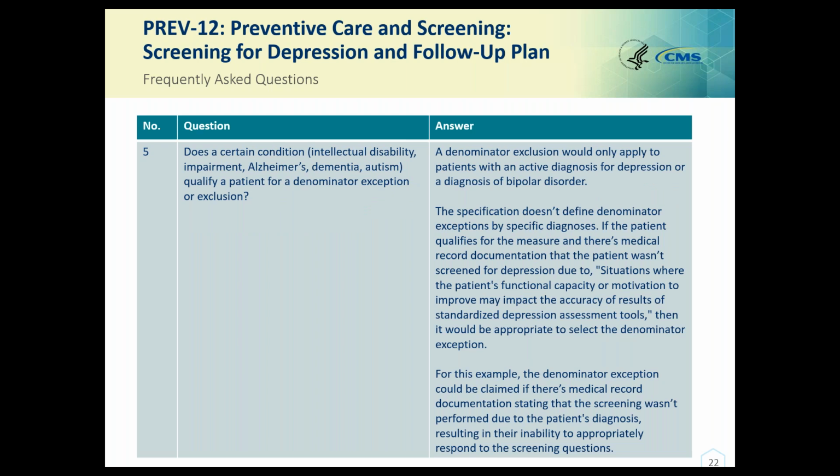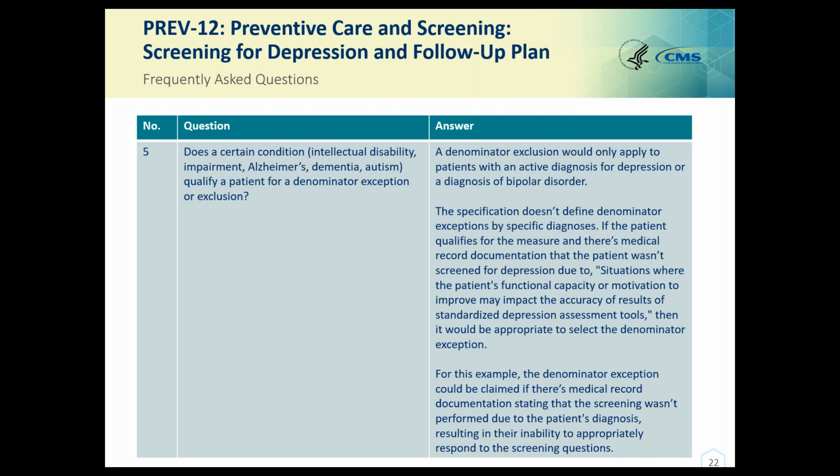Question 5, does a certain condition, for example, intellectual disability, impairment, Alzheimer's, dementia, autism, qualify a patient for denominator exception or exclusion? In this instance, a denominator exclusion would only apply to patients with an active diagnosis for depression or a diagnosis of bipolar disorder. The specification doesn't define denominator exceptions by specific diagnosis.